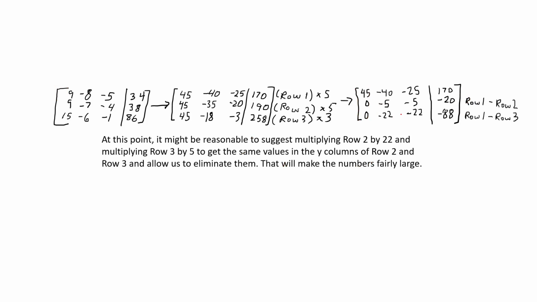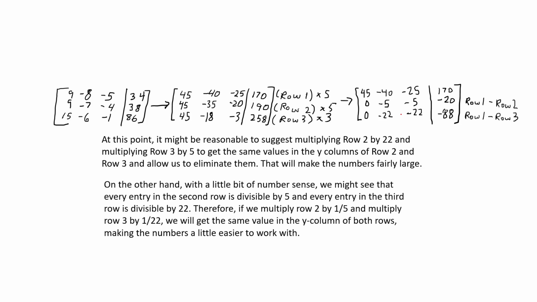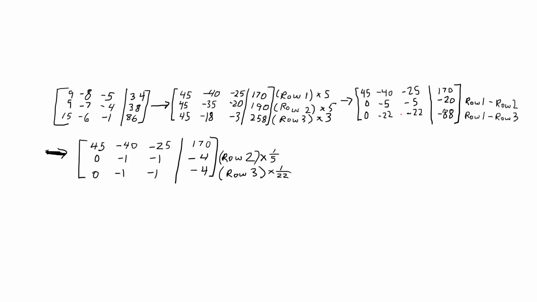It might be reasonable to suggest multiplying row 2 by 22 and row 3 by 5 to get the same values in the y columns of row 2 and row 3, making the numbers fairly large. That's what I just did in my handwriting. But on the other hand, with a bit of number sense, we might see that every entry in the second row is divisible by 5. Every entry in the third row is divisible by 22. So you can multiply row 2 by 1/5 and row 3 by 1 over 22, make the numbers a little easier to work with. So that's what we did here.